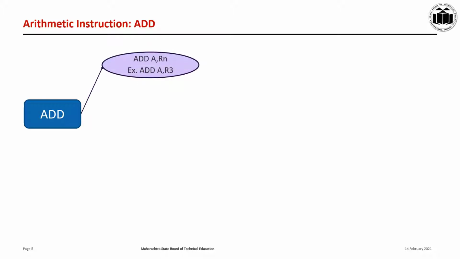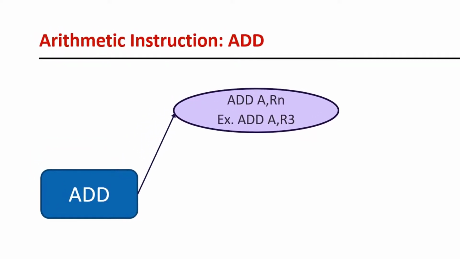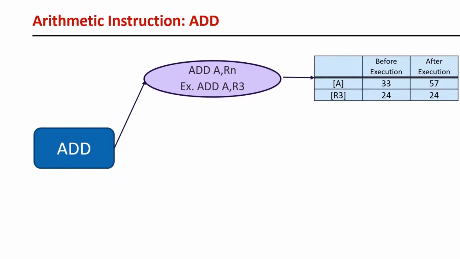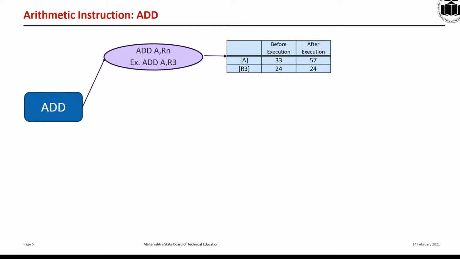ADD A, Rn. This instruction adds the contents of a register Rn to accumulator and stores the result in accumulator. Rn is one of the registers from R0 to R7 from selected register bank. Example, ADD A, R3. If accumulator contains 33H and register R3 contains 24H, then 33 will be added to 24 and result 57 will be stored in accumulator.